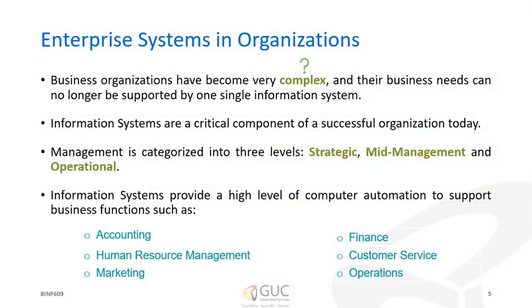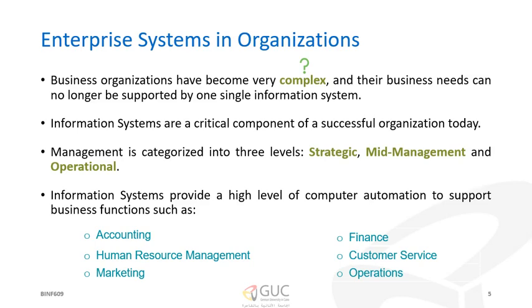Business organizations have become very complex. Why? Due to the increased layers of management hierarchy, the increased level of coordination across different departments, and the different information needs and requirements for staff and management layers. The management is generally categorized into three levels: the strategic, the middle or mid-management, and operational.